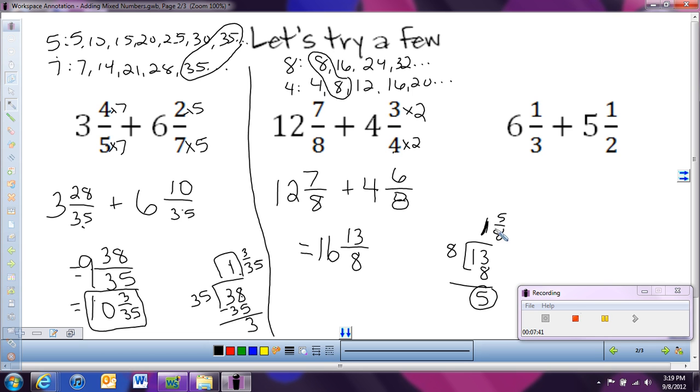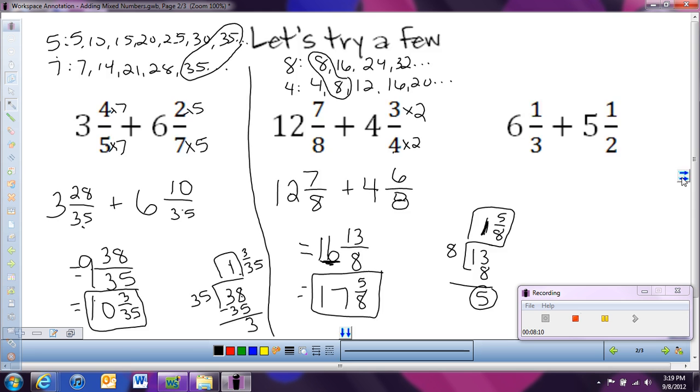Are we done? Almost. We need to go back and look at what we were just working with. We had 16 and 13/8. Our 13/8 changed into 1 and 5/8. So we need to add our whole number and our new improper fraction that we wrote as a mixed number. So 16 plus 1 will be 17, and then our fraction is 5/8. So our answer is 17 and 5/8.